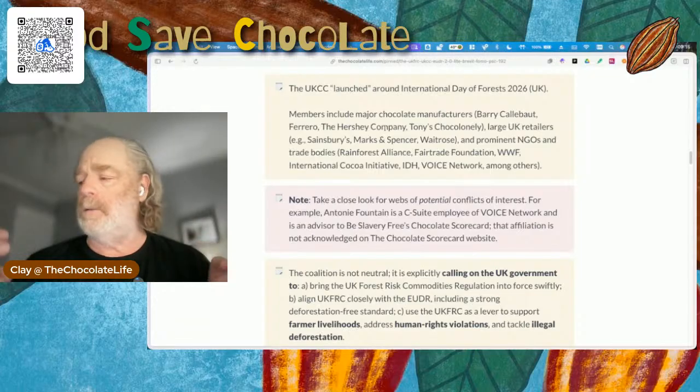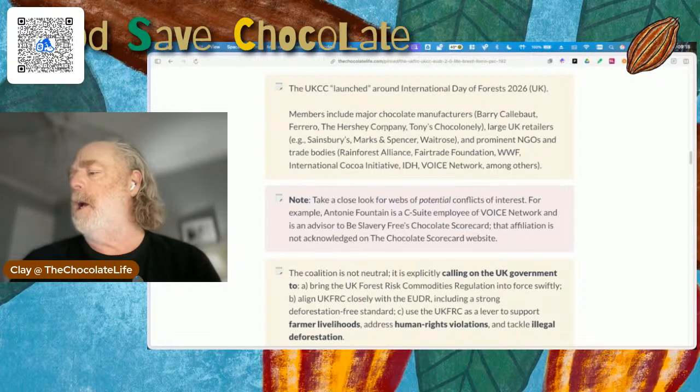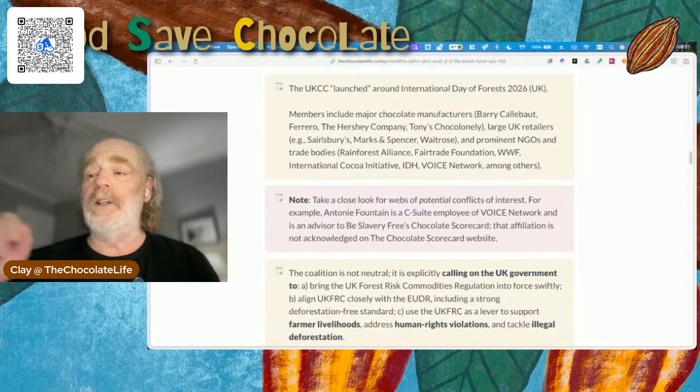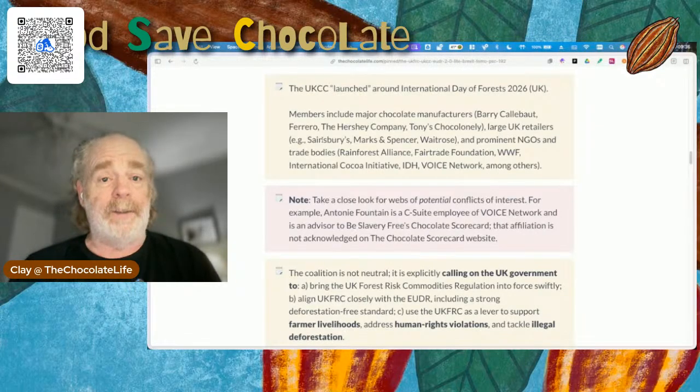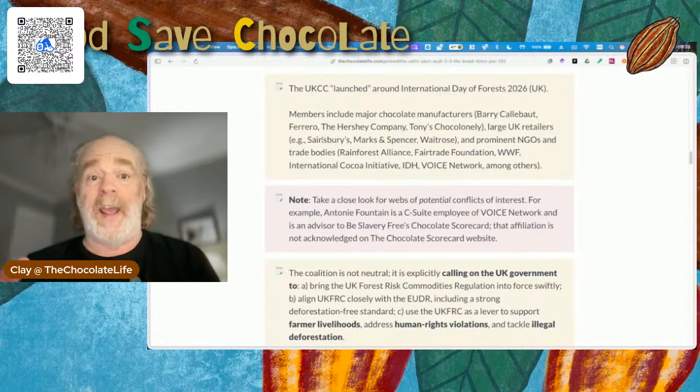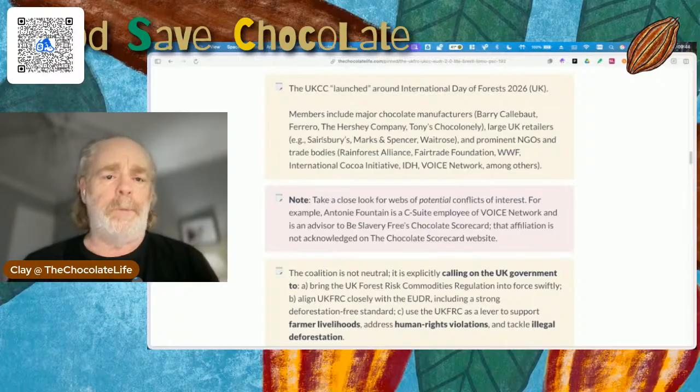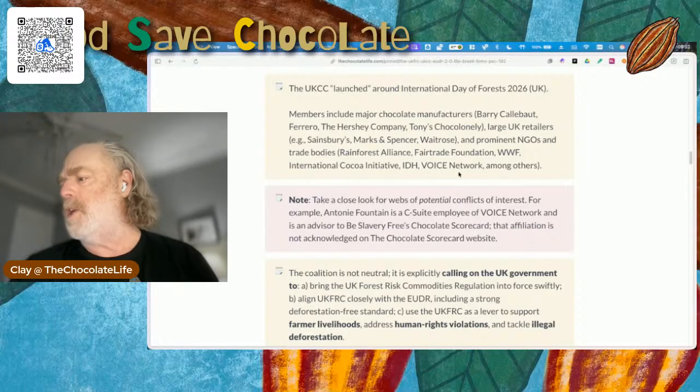And some prominent NGOs; prominent is not my language here, it's pulled out of other reporting around this. The Rainforest Alliance, the Fairtrade Foundation, the World Wildlife Fund, the International Cocoa Initiative, which, I don't know why, but it turns out that even the International Cocoa Initiative is among this, while the World Cocoa Foundation is not. The Cocoa and Forest Initiative and other initiatives like the International Cocoa Initiative are heavily influenced by World Cocoa Foundation membership. Others are IDH and the Voice Network.